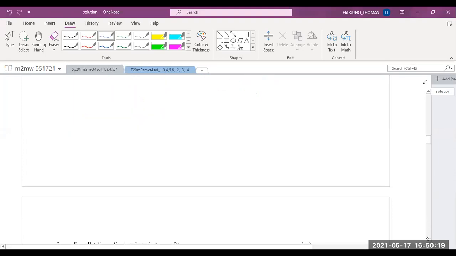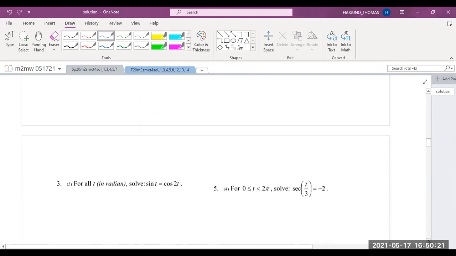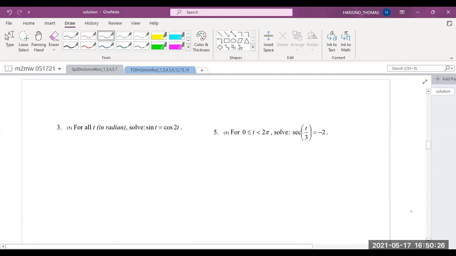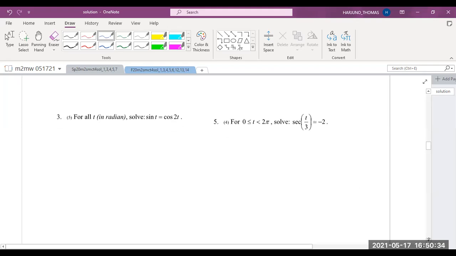Let's see, number 3. Oh, solving equations. This is the 6.2 part. What we just did is 6.3 and 6.4. Now, number 3 is actually 6.2, but with some knowledge from 6.4. Okay, a solution.